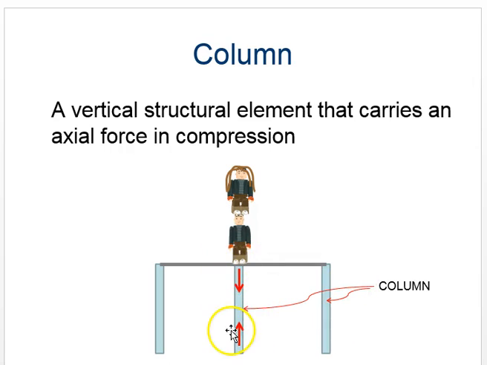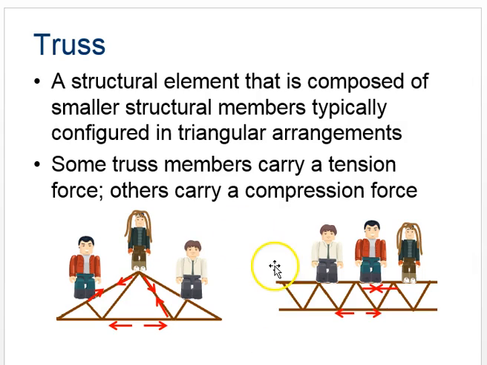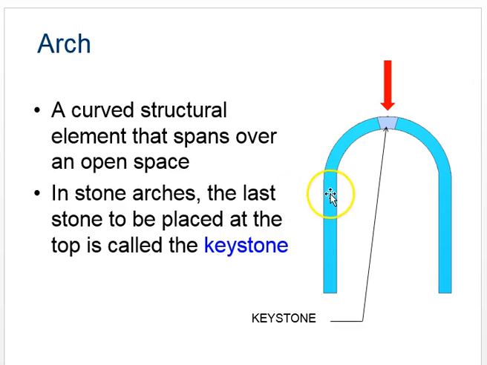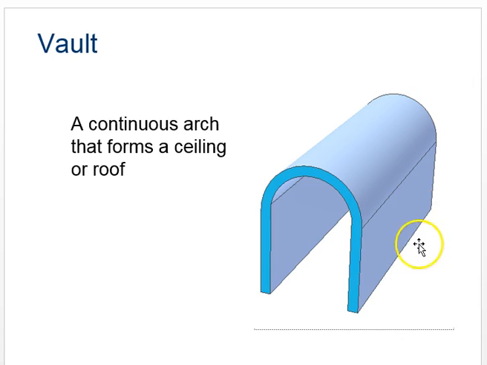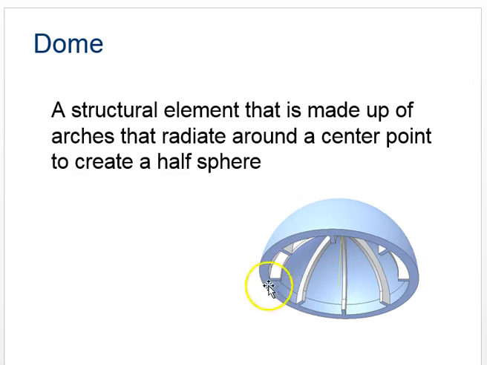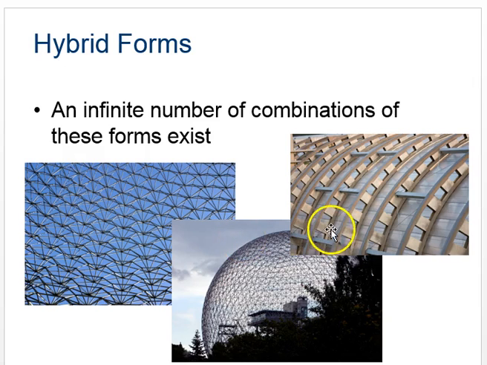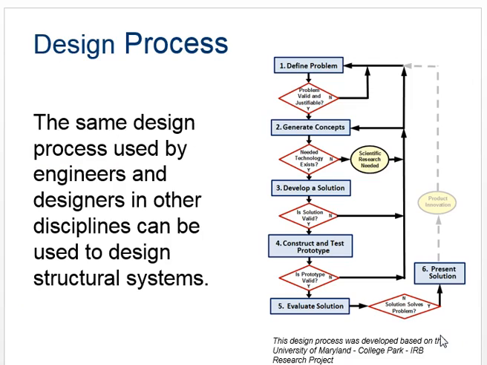Columns are vertical, they go up and down. They transmit the load from the floor down to the footings down here. Trusses, arches that we've seen in other architecture. Vaults are basically a continuous arch that stretches down. A dome is circular; if you notice, this is still an arch, but it's been radiated from a central point. Hybrid forms, you can see these pictures of some different ones, combinations.